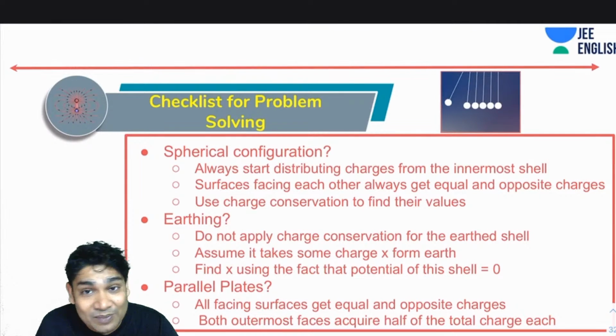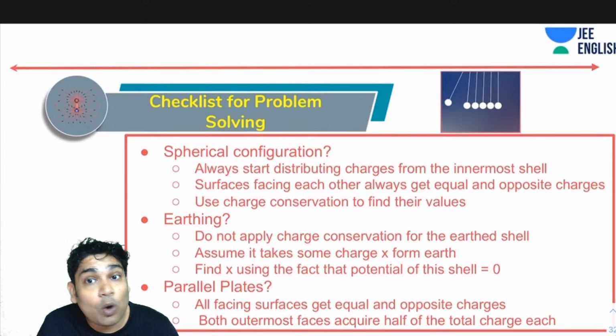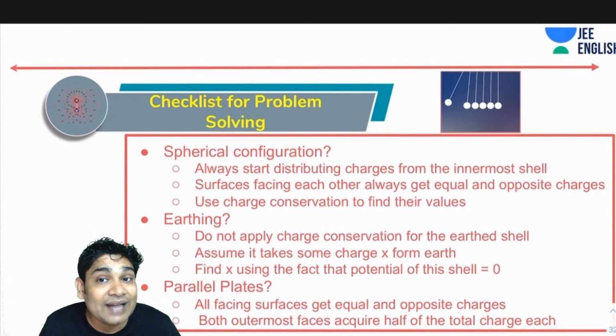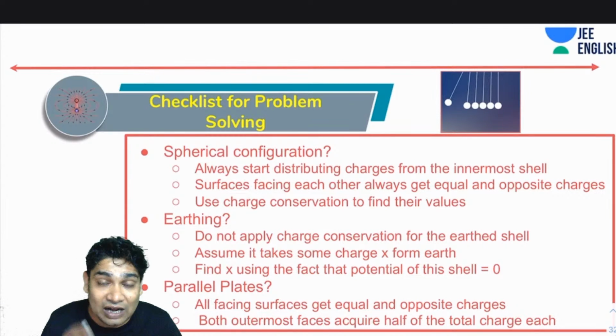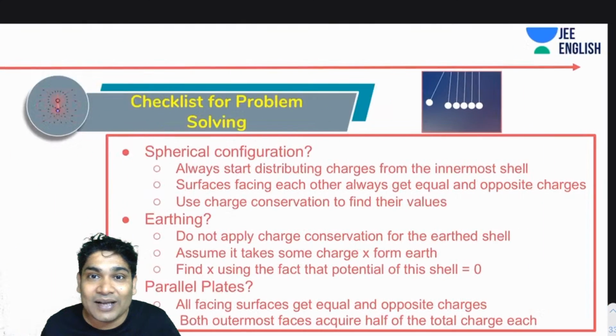So in case of parallel plates, doesn't matter what plate you're connecting to Earth, the outermost surfaces will always get 0 charges. All the facing plates will always get equal and opposite charges. And if the earthing has not been done, then the outermost 4 faces acquire half of the total charge each. Alright, so that is it from my side.